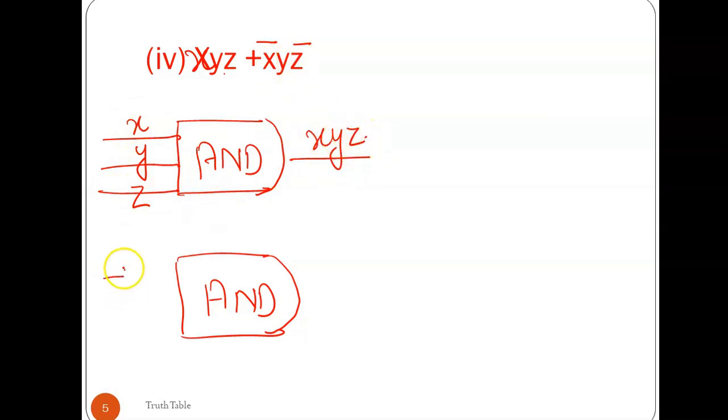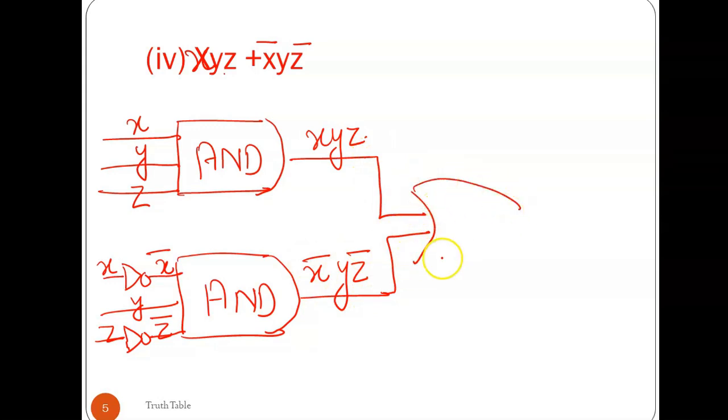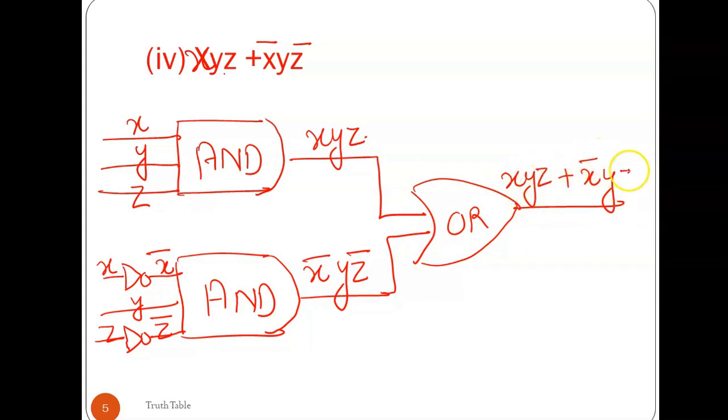Now we have X bar, so just draw one NOT gate here. It will convert this X to X bar, and Y goes directly, and then again it will convert this Z to Z bar, and then the final output will be X bar, Y, Z bar. Now please join them together with the help of an OR gate. Here you have OR, and this is the final output, which is XYZ plus X bar, Y, Z bar. Okay, so we are done with question number 3 with all the 4 parts. I hope you are clear with all this.